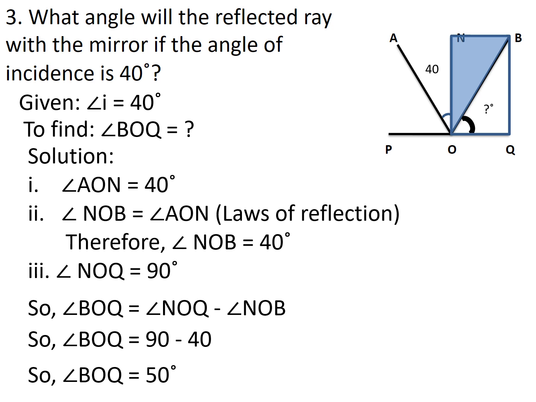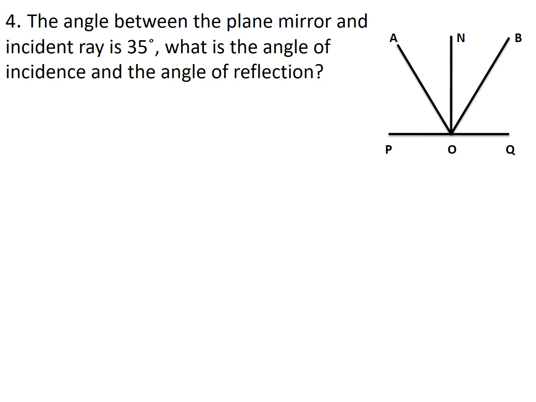Okay, don't worry if you're getting confused now. It's okay, we are going to solve more examples. It will become clear. Okay, let's look at another example. Now here, the angle between the plane mirror and incident ray is 35 degree. What is the angle of incidence and the angle of reflection? Read it once again. The angle between the plane mirror and incident ray is 35 degree. What is the angle of incidence and angle of reflection?